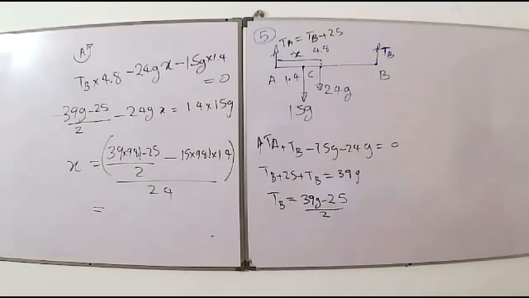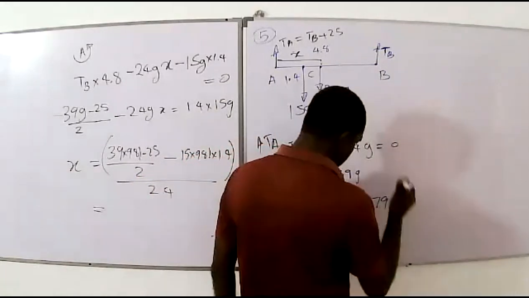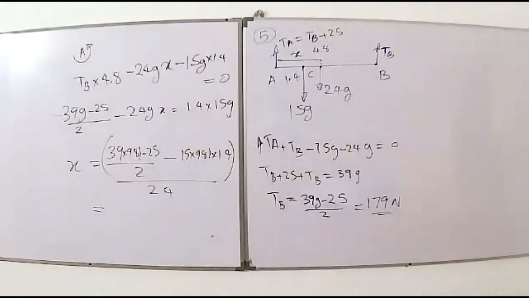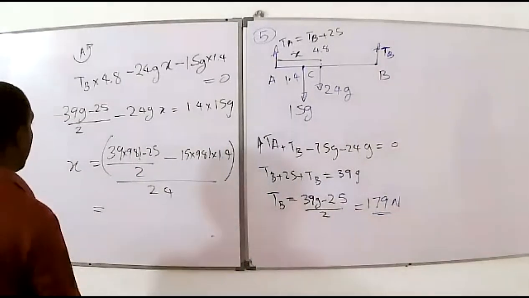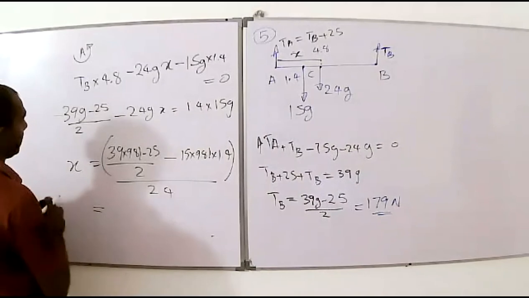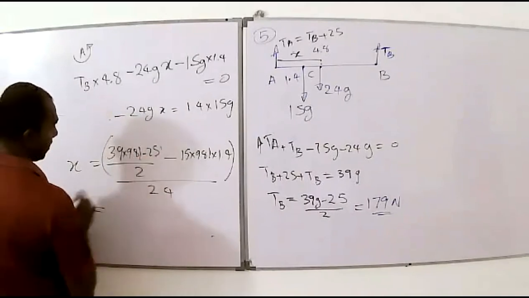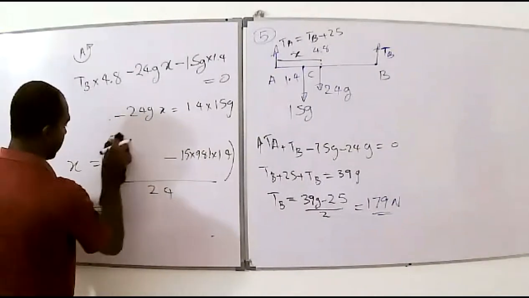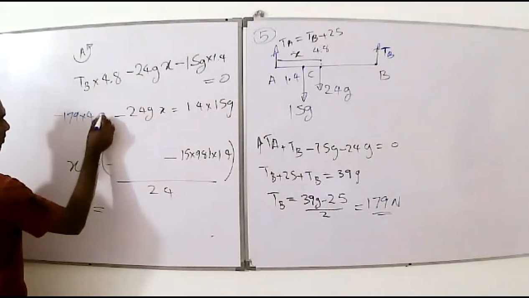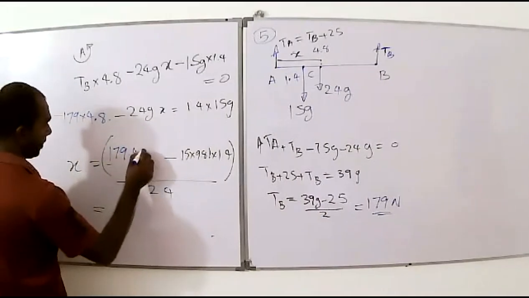So here, I got 179 newtons for the tension at B, TB. Then I can take all of these. I will write it again. I forgot to multiply this with the 4.8. That was where I went wrong. So this is 179 into 4.8.